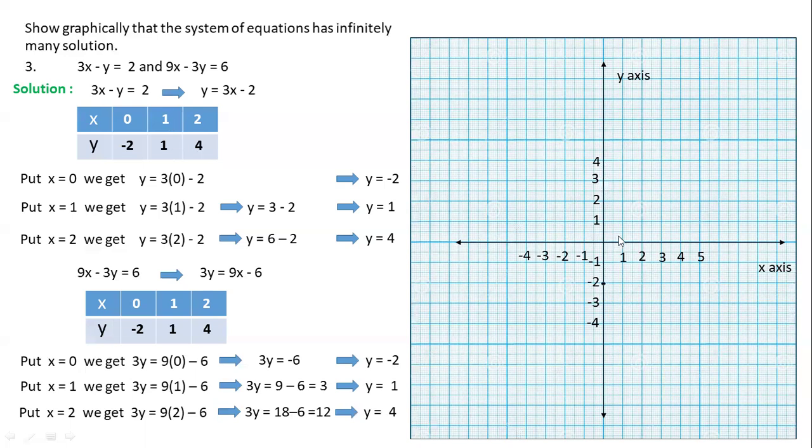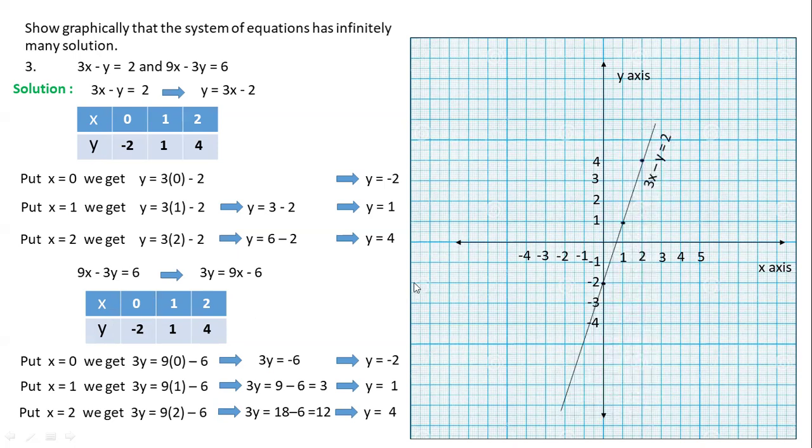1, 1. X is 1, y is 1. It is here. 2, 4. X is 2, y is 4. Clear? Now, let us join this. So this is the graph of the first equation, that is 3x minus y is equal to 2. Now let us take the second.